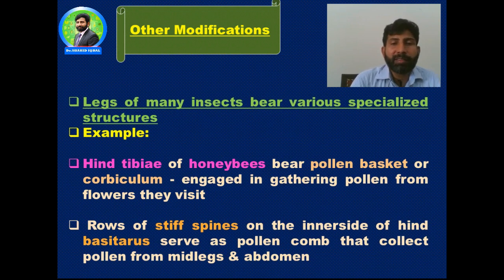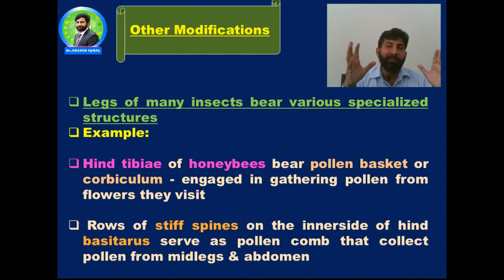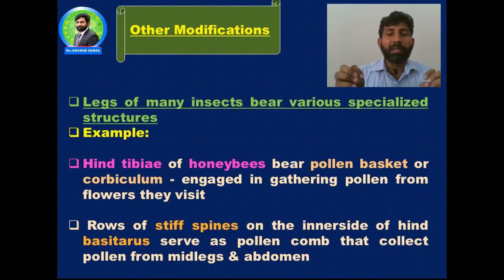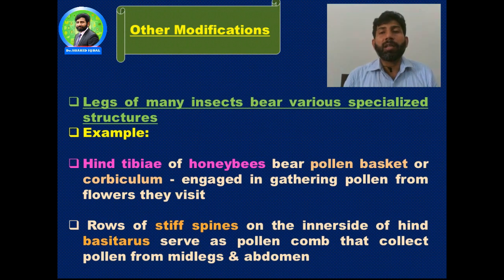Legs of insects may bear various specialized structures. For example, the hind tibia of honeybees bears pollen baskets. From its name, it is represented. It is a pollen basket. It is used to collect the pollen from the flowers when these bees visit the flowers. This basket is also called the corbiculum.